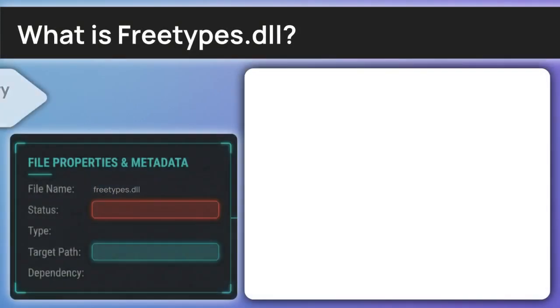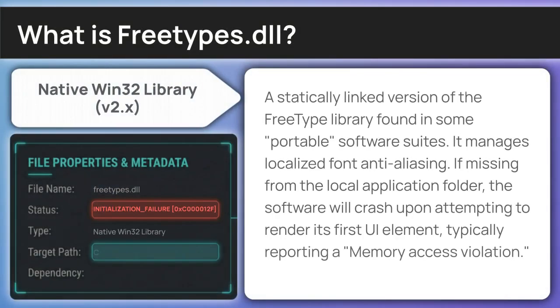This is the FreeType Shared Library, a statically linked version of the FreeType library found in some portable software suites. It manages localized font anti-aliasing. If missing from the local application folder, the software will crash upon attempting to render its first UI element, typically reporting a memory access violation. With the explanation out of the way, let's refresh the affected files.